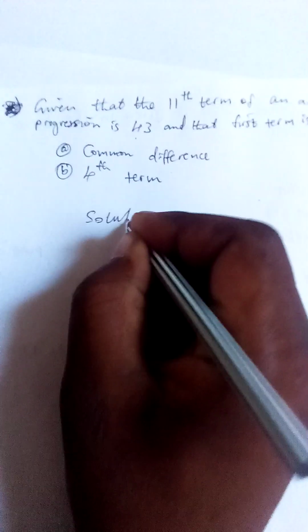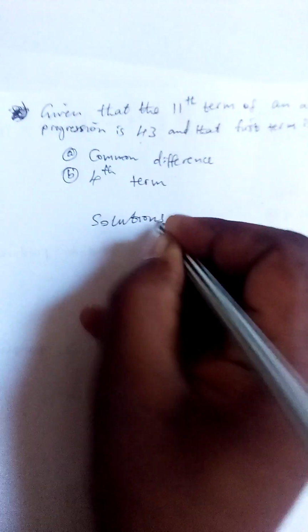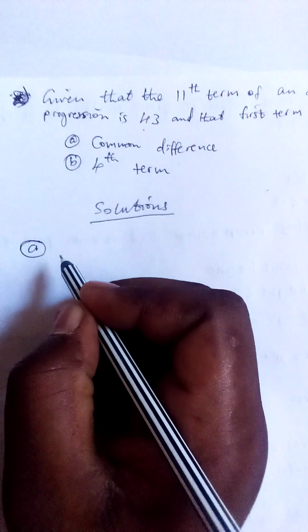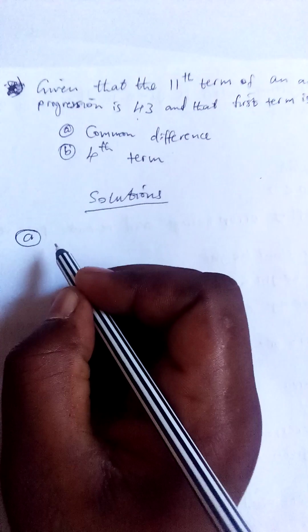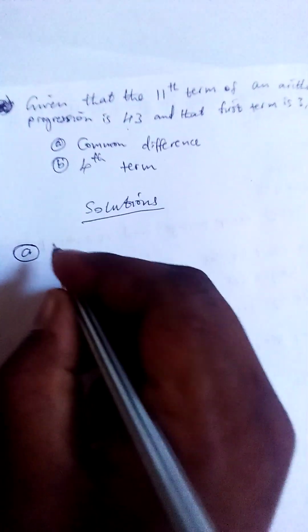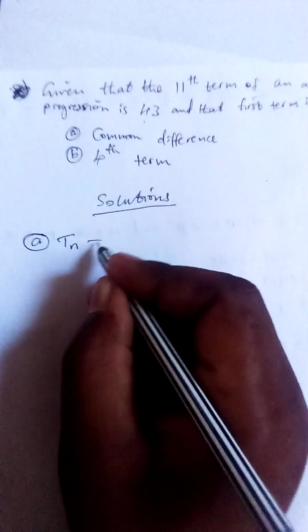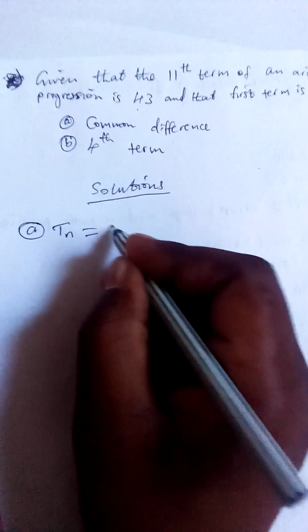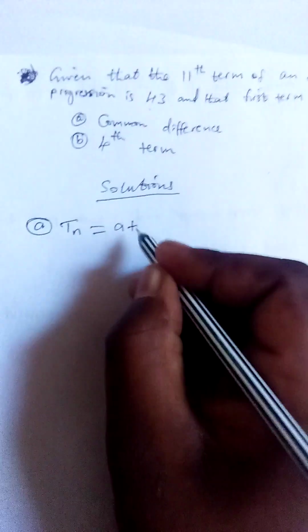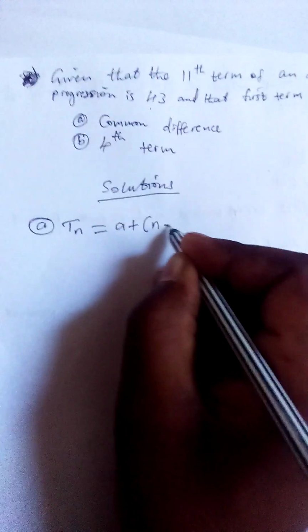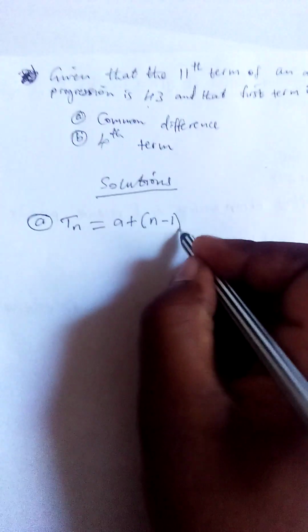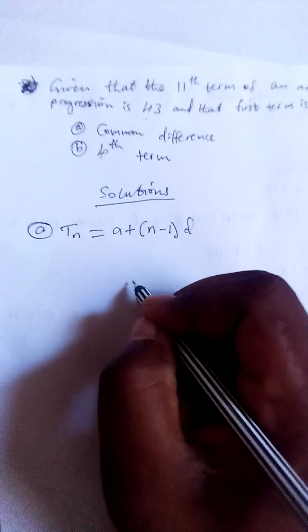So, for the solutions, start with A. How do we find the common difference? The formula is very simple. We are going to say Tn equals A plus open bracket n minus 1 then D.